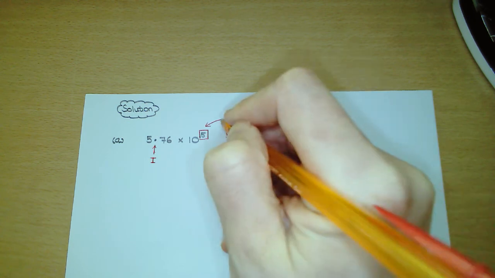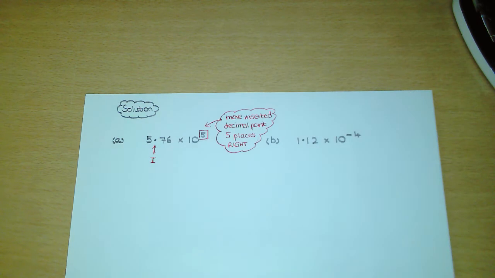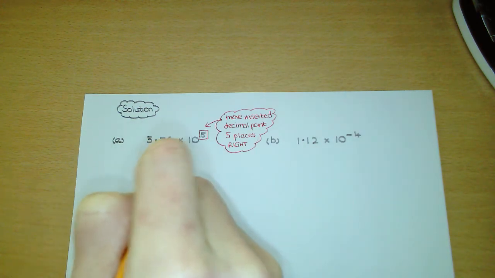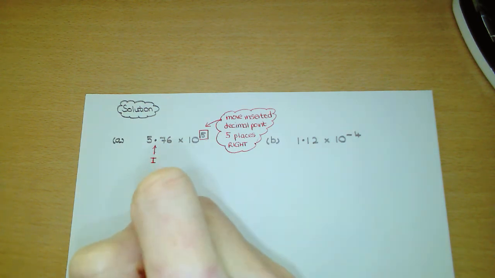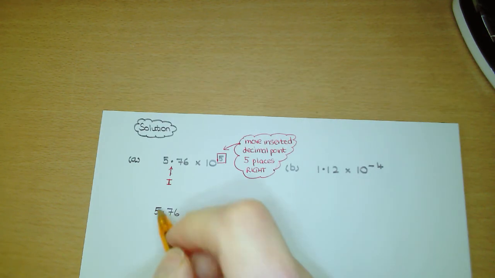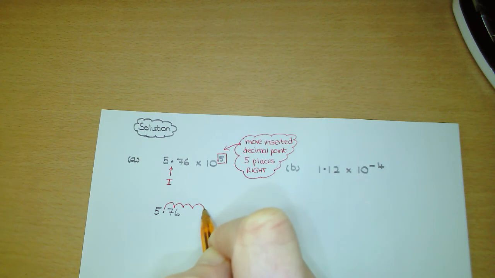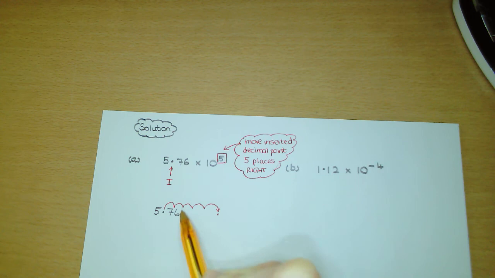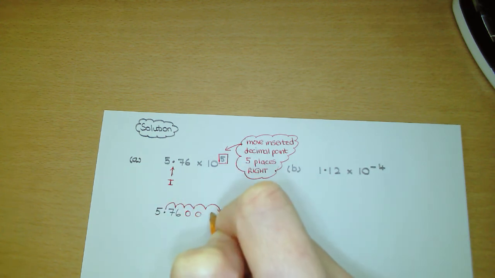So that's exactly now what we're going to do. What we do is just simply copy down our 5.76. We're going to move the inserted decimal point 5 places to the right. So we have 1 place, 2 place, 3 place, 4 place, 5 place, so it's going to finish here. So all the little humps, fill them in with zeros, so there's 1, 2, 3, and then just check it.